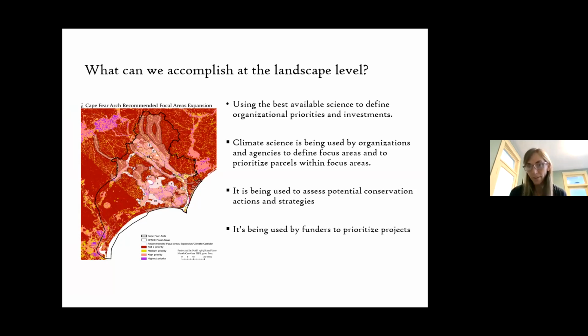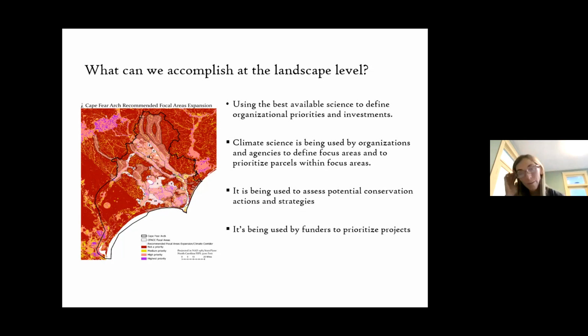Often we want to use that best available science to define some of our organizational priorities and our future investments in land conservation. We know that climate science is being used by organizations and agencies to define focus areas. Where are we going to work? How are we going to work in those areas? It's being used to assess potential conservation actions and strategies, really helping us target the type of management that we might choose if we own land, or encourage our landowners if we are easement holders.